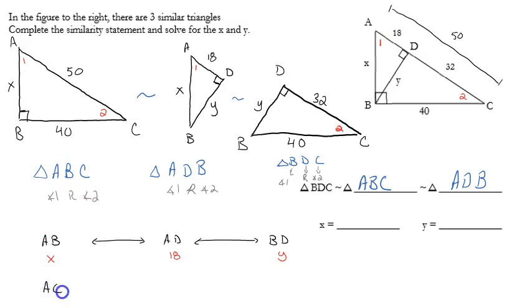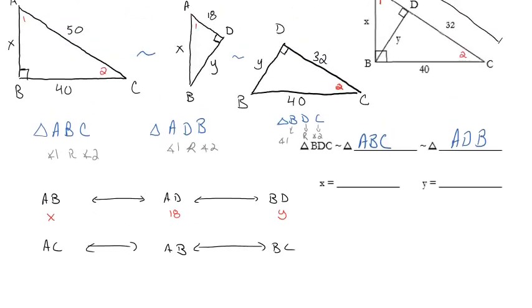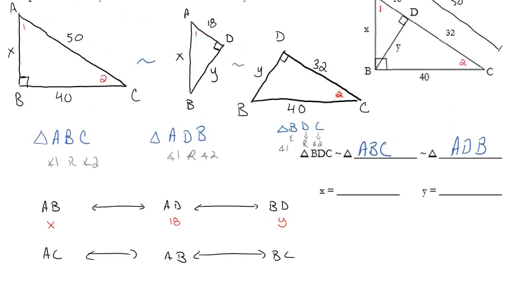Segment AC corresponds, first and third, to segment AB, which corresponds to segment BC. I'm just going to move everything down slightly here. AC is 50. AB is X, and BC is 40.